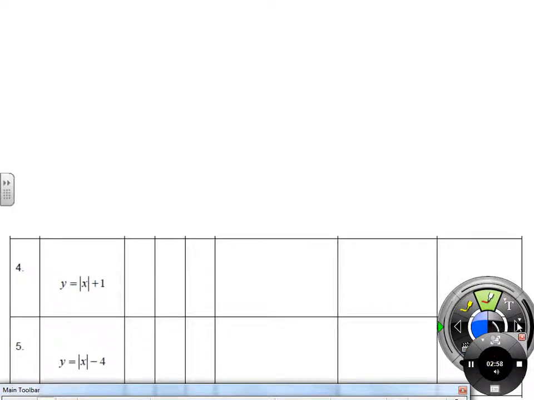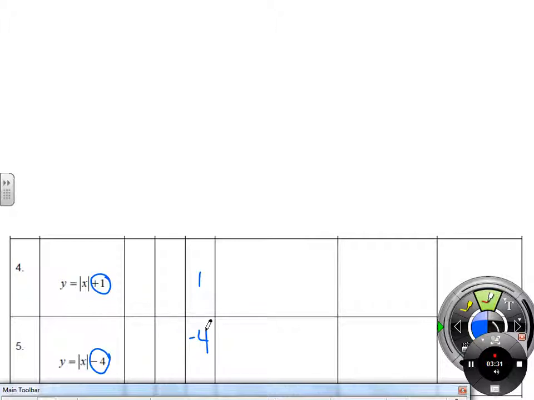So looking at the next group, looking at 4 and 5, what was being adjusted in number 4 and number 5? Which value was changing from the parent function? The k. All right, so these values out here. How was that affecting the graph? Shelby? Good. It moved the graph up or down. And so it was like a shift, right? Number 4 moved it up 1 space, and number 5 moved it down 4 spaces, just like what you see. What you see is what you get. +1 goes up 1, -4 goes down 4.